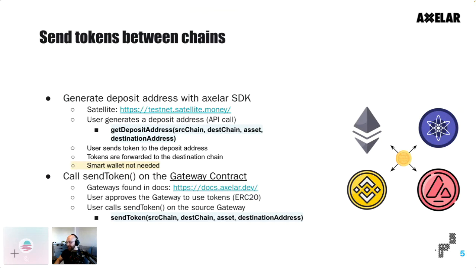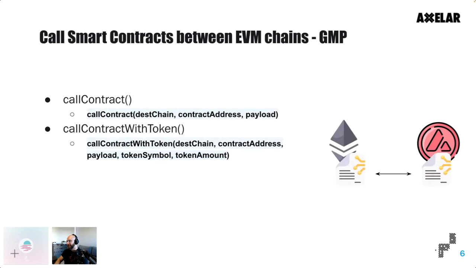So that's for sending tokens between chains and ecosystems. The other functionality is the General Message Passing protocol, so we call it GMP. Basically, it's a way to call any smart contract on any EVM chain that we support, and allow it to call any other smart contract on any other EVM chain that we support.